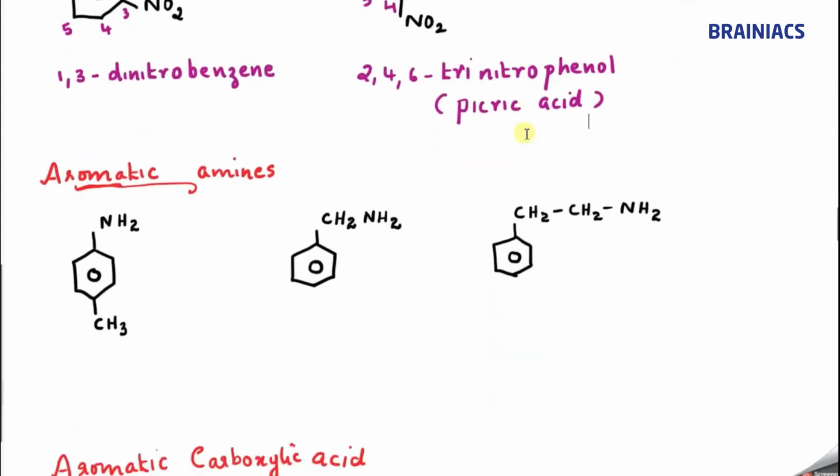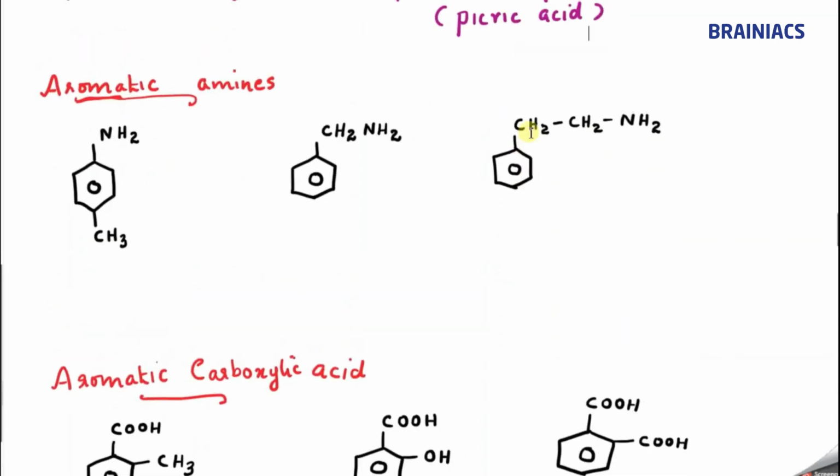Okay. Next we will go to aromatic amines. Now, can anybody tell the name of the first compound? We know that the NH2 group is directly connected to the benzene ring, so it is aniline, correct? Let me number it 1, 2, 3, 4, 5, 6. What is the name of this compound? I can say 4-methyl, correct? 4-methylaniline.